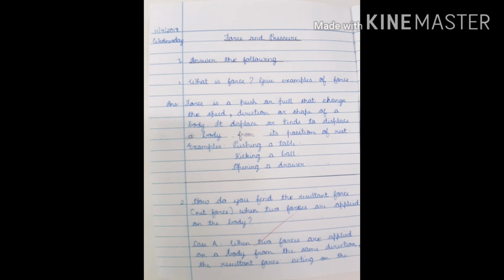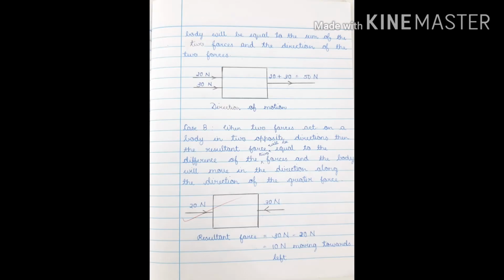Second question, how do you find the resultant force or net force when two forces are applied on the body? Answer, case A. When two forces are applied on a body from the same direction, the resultant force acting on the body will be equal to the sum of the two forces, in the direction of the two forces. Two forces, 20 Newton and 30 Newton, are acting on the object towards the same direction. So the net force is the sum of the two forces: 20 Newton plus 30 Newton is equal to 50 Newton. So the net force is 50 Newton.